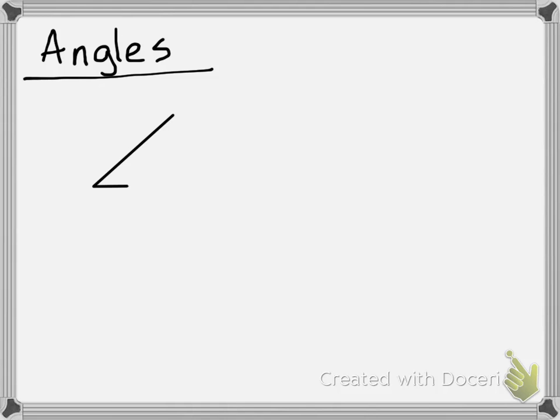Okay, today we're going to be talking all about angles. So, a little bit of a review first, and then we'll get into it. When you have an angle, one thing you should know, vocabulary, is that the point that they meet is called the vertex. Okay, so you have a vertex, and then you have two sides.